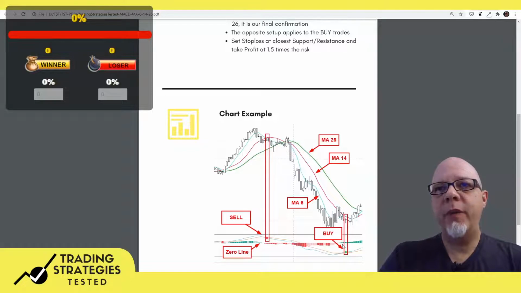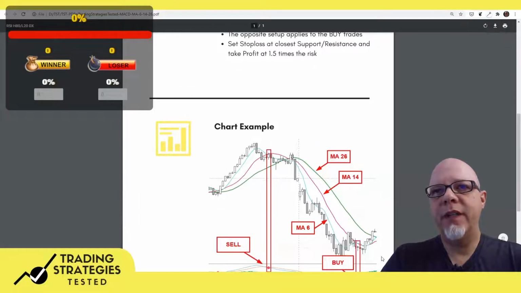And then for the buy scenario, it's exactly the opposite. So the MACD and the signal both need to be below zero, and the MACD needs to cross over above the signal line, and at the same time we want the blue moving average 6 here to cross over the reddish moving average 14, and might be a little bit small over there, but let me try and zoom in. You'll see that it did in fact cross just over there, and both of them need to be underneath the 26 moving average, and that then becomes our buy signal.